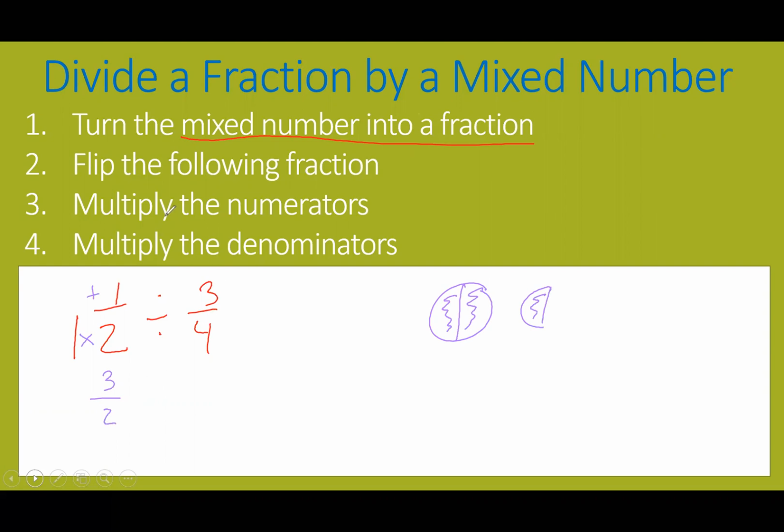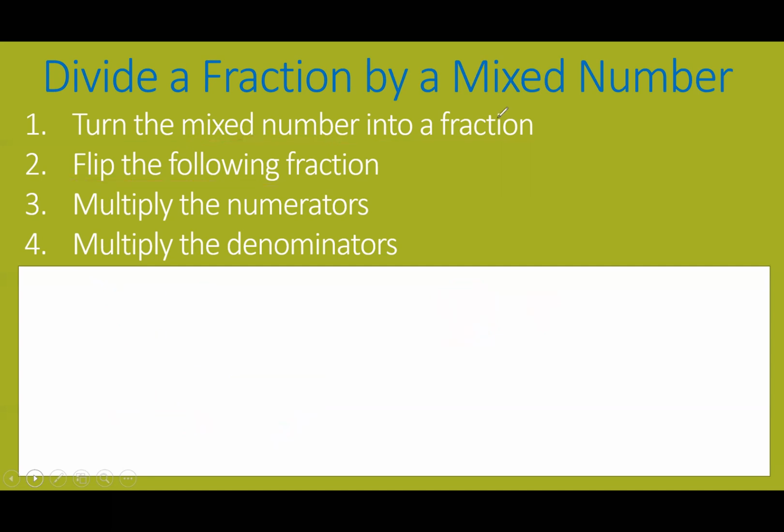And then I flip the following fraction and this becomes 4/3. And now I multiply. I've got 12 over 6. 12/6, which we know is actually 2, right? Because we know how to reduce. But we're going to hold off on that until tomorrow, like I said.